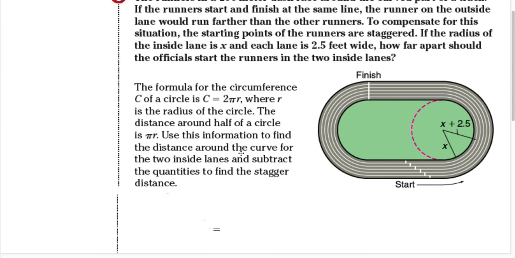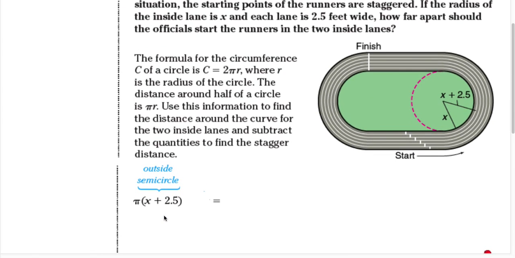In order to do that, we need to know the outside semicircle, half of the circumference, which is pi times the quantity x plus 2.5, because that is how wide each lane is. Subtract pi x, because that's the inside semicircle. So this is your inside lane, that's pi x, and this is pi times the quantity x plus 2.5.